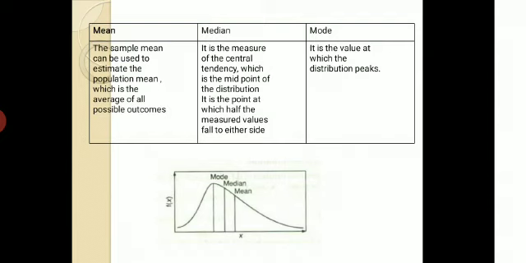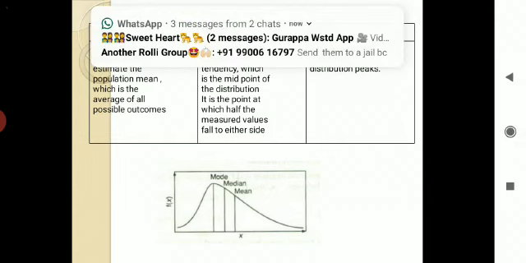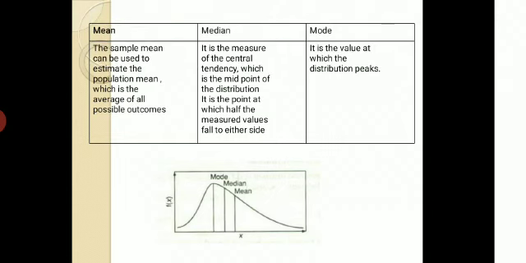Median is a measure of central tendency, the center, which is the midpoint of the distribution. It is the point at which half the measured values fall to either side. Mean is the average, median is the center point. Mode is the value at which the distribution peaks. The point where the distribution reaches a peak is called the mode. So now we have the difference: mean is an average, median is the center point, and mode is the value at which the distribution reaches its peak.